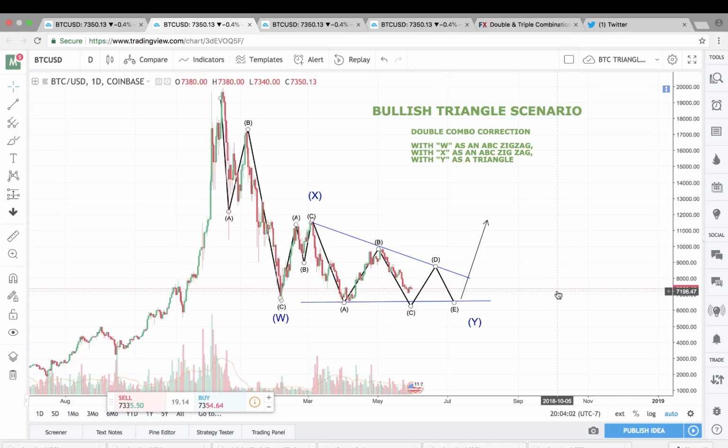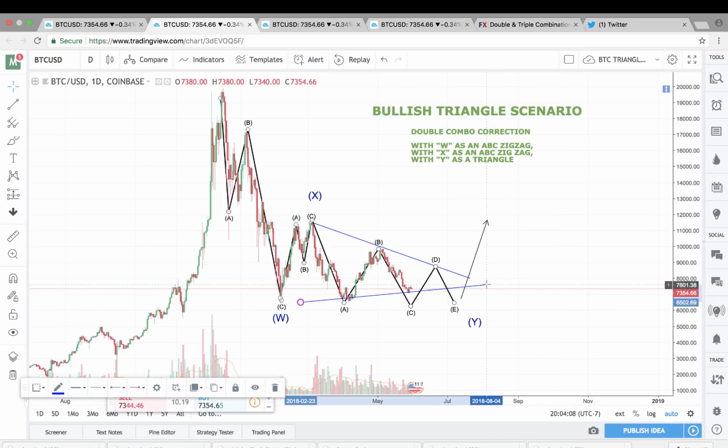This triangle, there's a lot of debate going on whether or not this is a triangle. It could be a descending triangle, as I've pictured here. It could also be a symmetrical triangle if we were to move this trend line as such, something like that. So a couple of possibilities here, and we don't really know for sure if it is a triangle or not until it makes some moves.